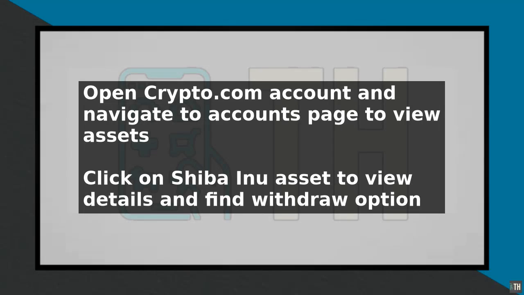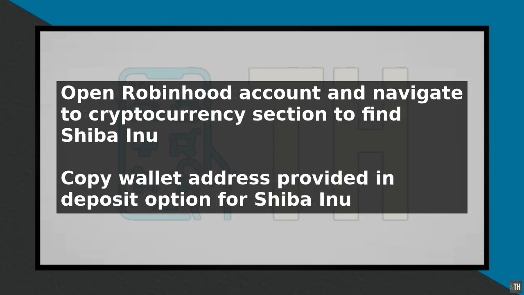To transfer Shiba Inu from Crypto.com to Robinhood, start by opening your Crypto.com account and navigating to the Accounts page. Here you will see a list of all your available assets, including Shiba Inu. Click on the Shiba Inu asset to view its details and find the withdraw option. Before initiating the withdrawal, ensure you have the Robinhood wallet address for Shiba Inu.